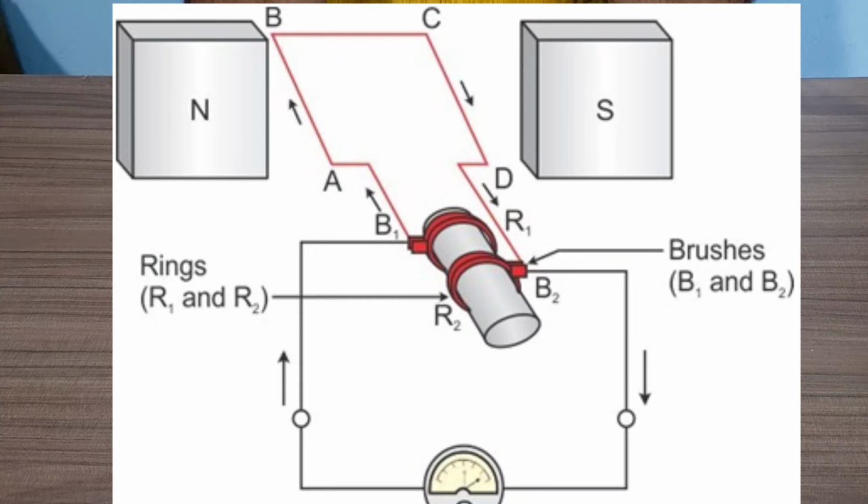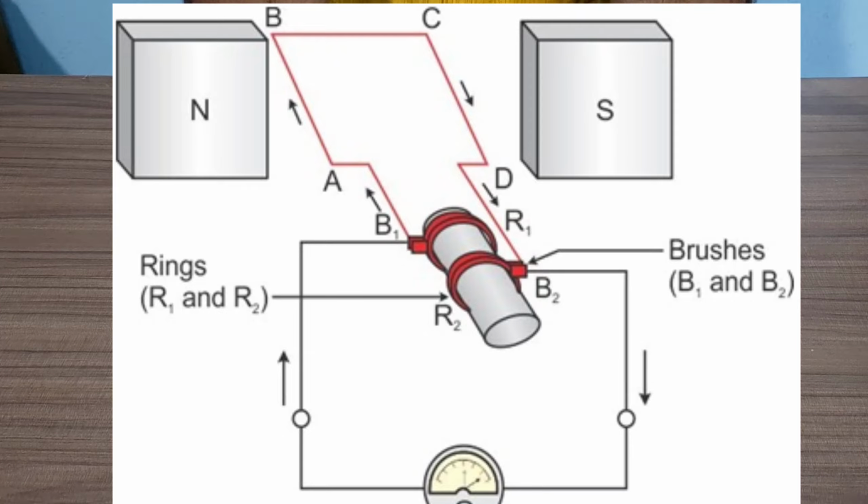Now look at this image of an electric AC generator. There are two slip rings R1 and R2, and two brushes B1 and B2, and this coil is moving in a permanent magnetic field. Remember these 4 points A, B, C, D. When current is generated, it flows from A to B and C to D, and reaches the brush which is attached to the electric galvanometer to check that current is generated.